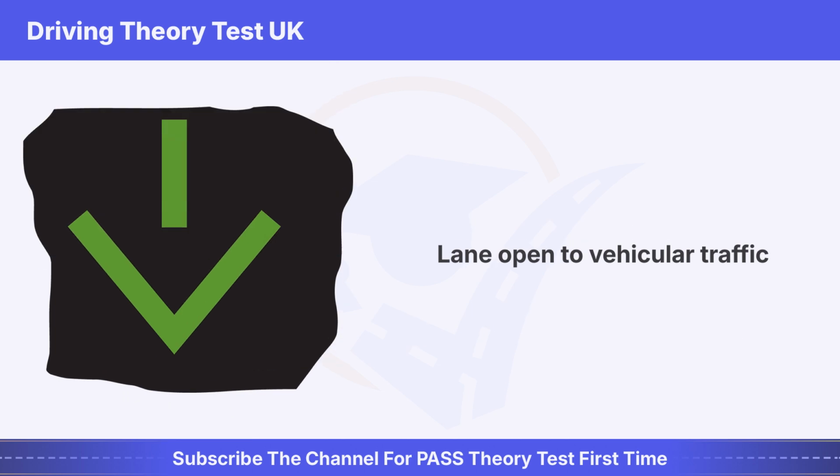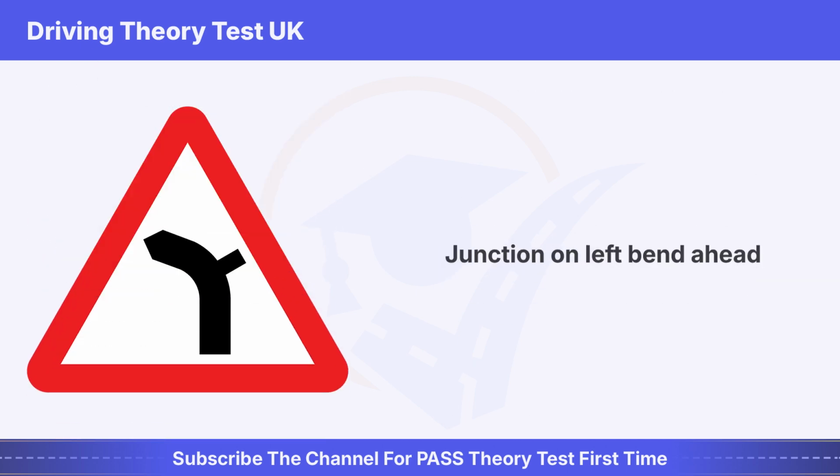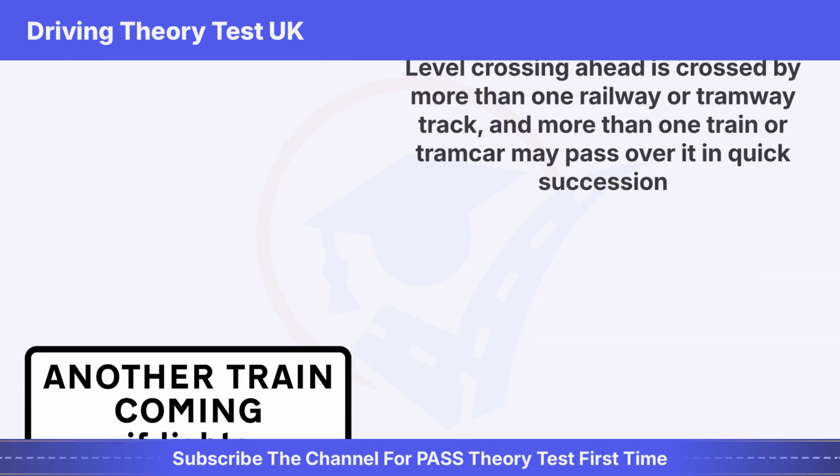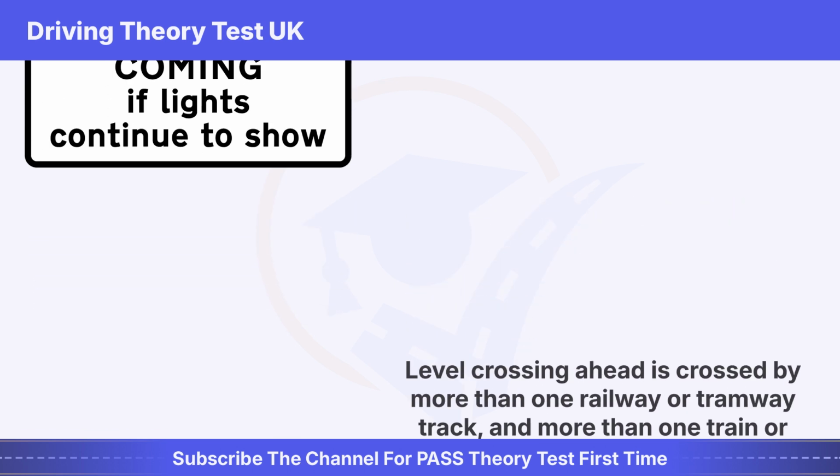Lane open to vehicular traffic. Junction on left bend ahead. Level crossing ahead is crossed by more than one railway or tramway track, and more than one train or tram car may pass over it in quick succession.